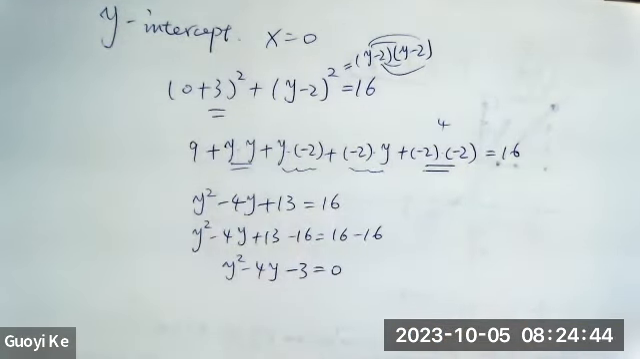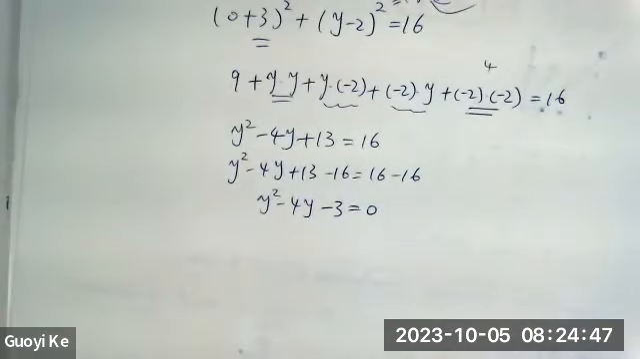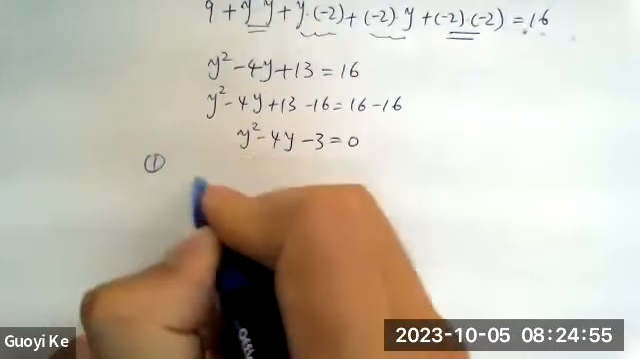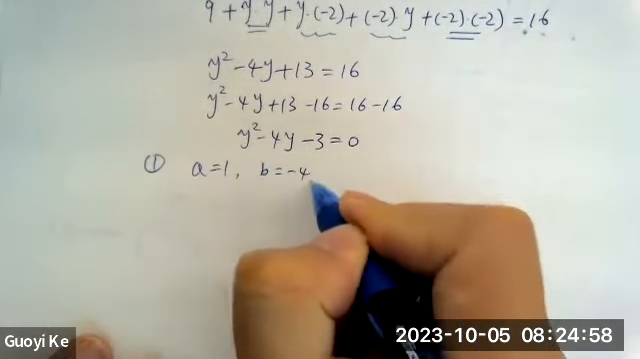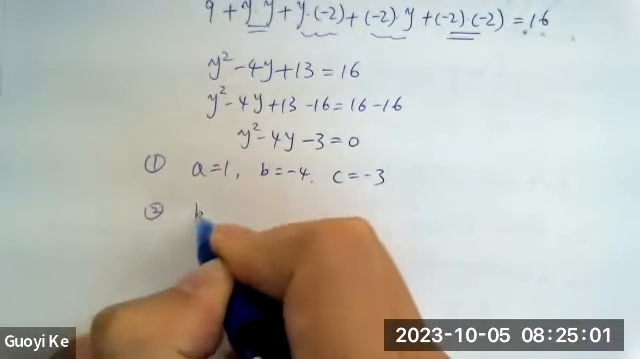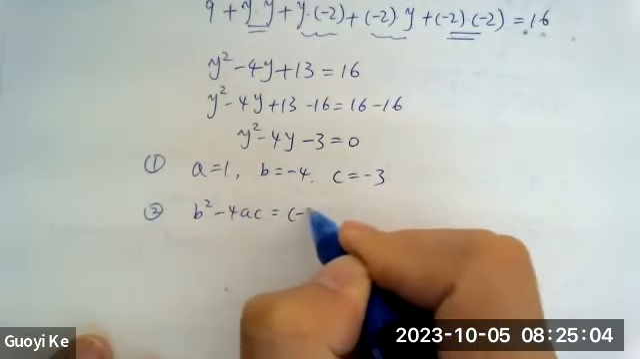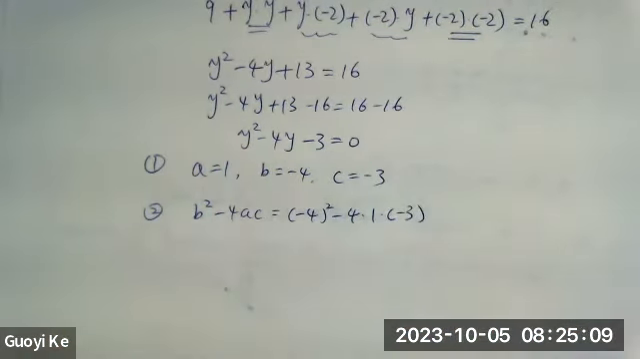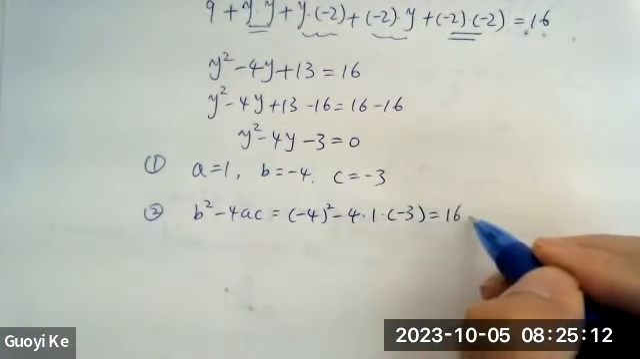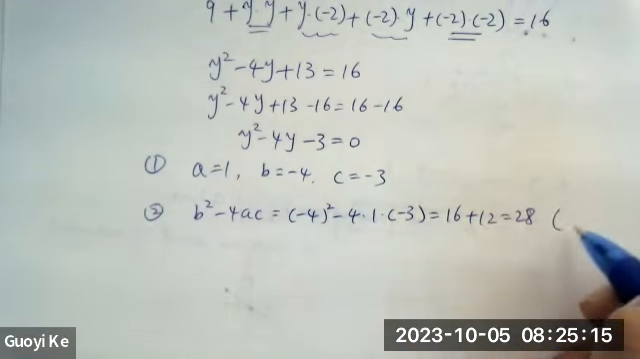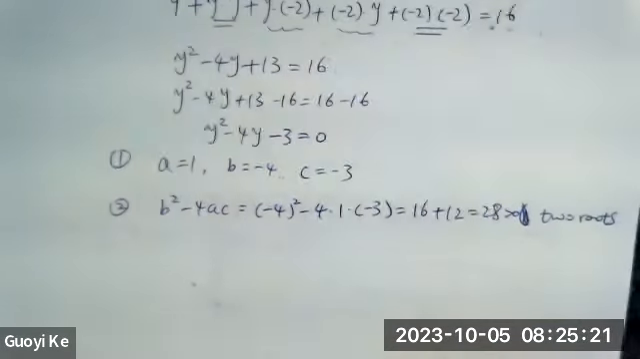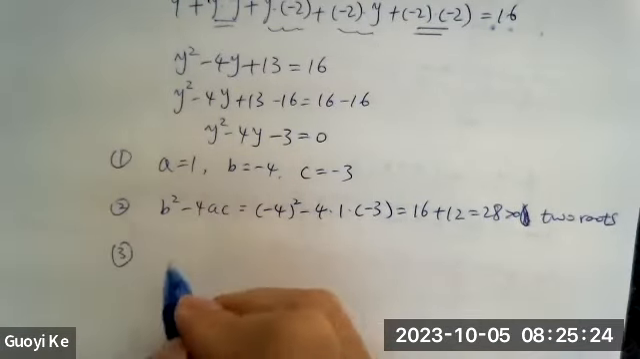Okay, how to solve this one? Do you know how to solve this? Quadratic formula again, right? So the variable is y. So 3 steps. B squared minus 4ac. Okay, plug in. 16 plus 12, 28. Greater than 0. 2 roots. Right? 2 roots. Now, third.